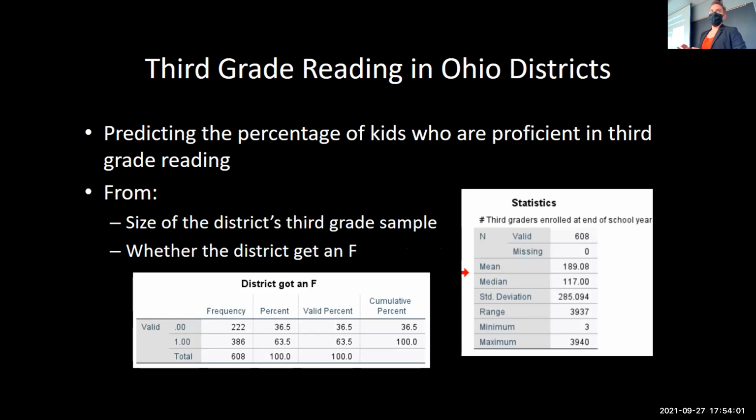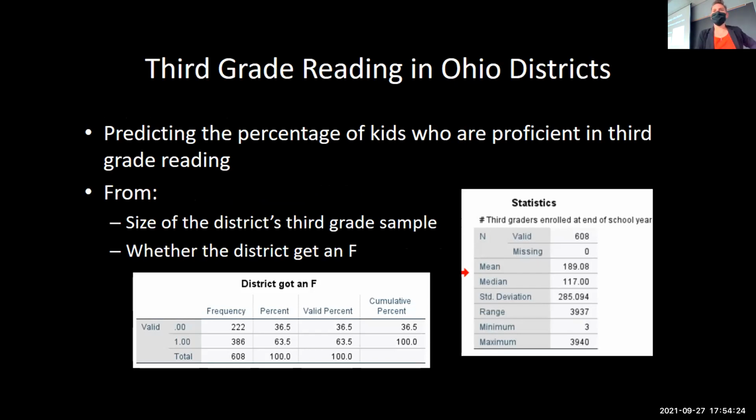So here's what I have. I'm going to be predicting the percentage of kids who are proficient in third grade reading, and I'm going to predict it from the size of the district's third grade sample, like the number of kids in third grade in that district. And I'm going to also predict it from whether the district is getting an F, is failing, has received an F on the report card.